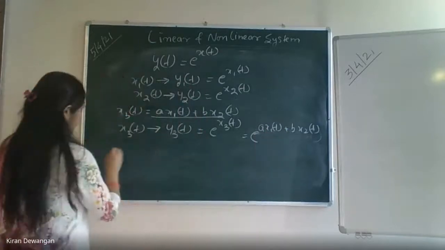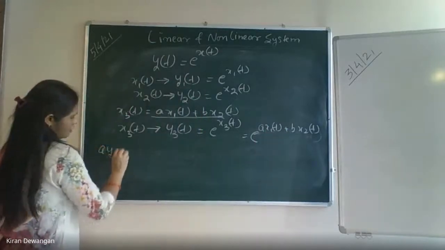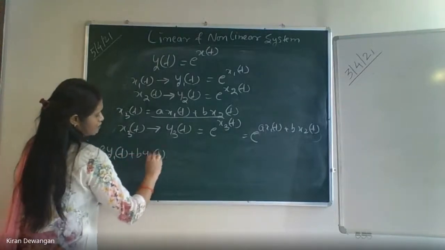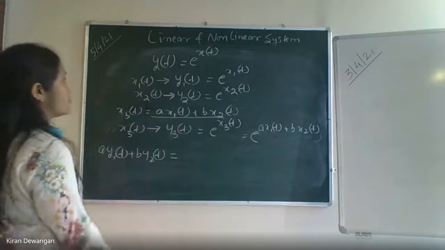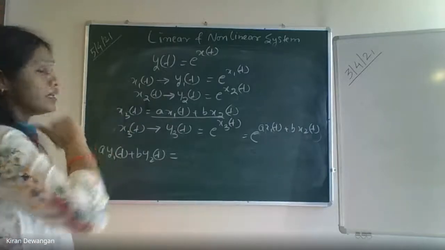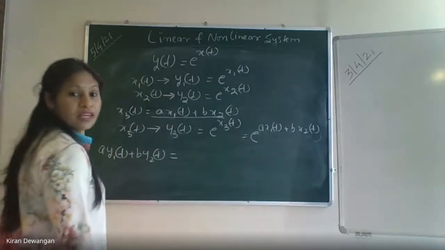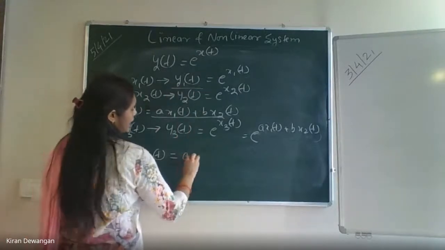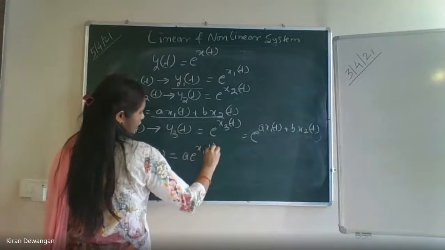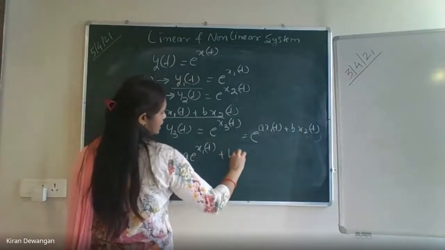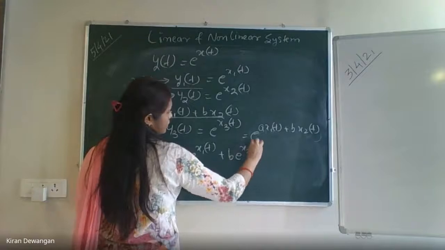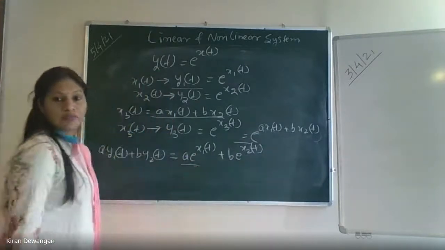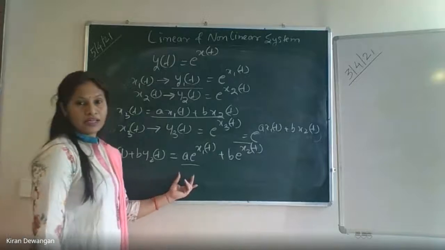Now if I take a y1t plus b y2t, a y1t क्या हो जाएगा? It is non-linear, correct? This becomes a e to the power x1t plus b e to the power x2t. So these two are not same. It's going to be a non-linear system.